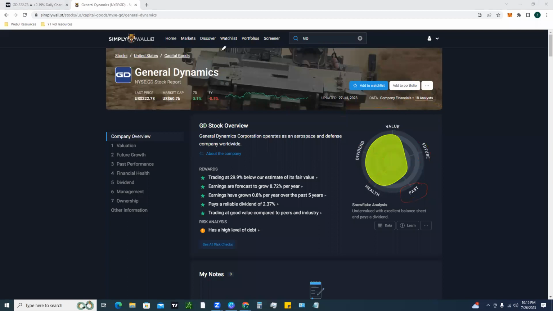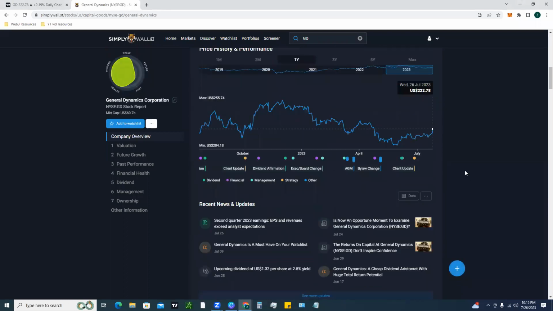Now, at a quick glance, we can see here that there are many rewards. It's currently trading at a good value compared to its peers, and pays a reliable dividend. Earnings are forecast to grow 8.72% per year, and it's trading at 29.9% below the estimate of its fair value. So let's actually dive a little bit deeper into that and scroll down here.